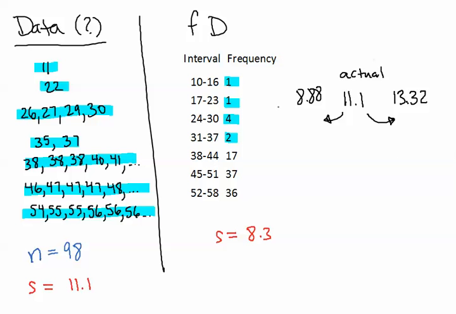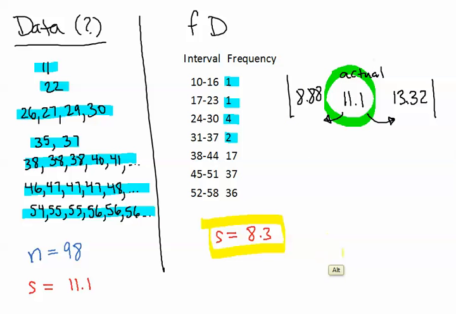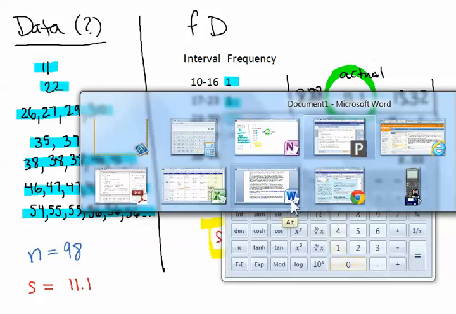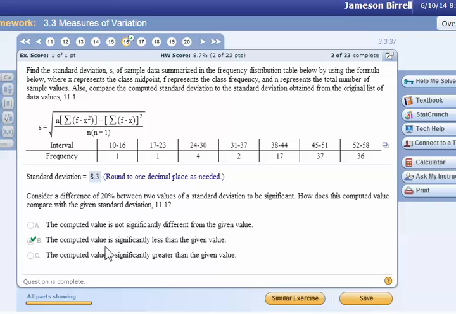And we ask ourselves, are we fitting in this range, this little 20% bubble that we have around the actual? And we didn't, because our computed value ended up being 8.3, which was below the 20% below the middle. That's why we answered it that way. We said the computed value is significantly less than the given value.